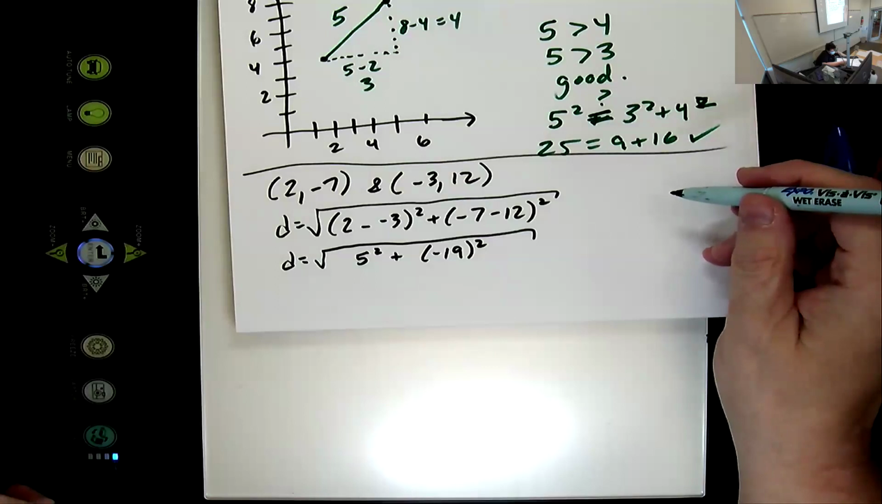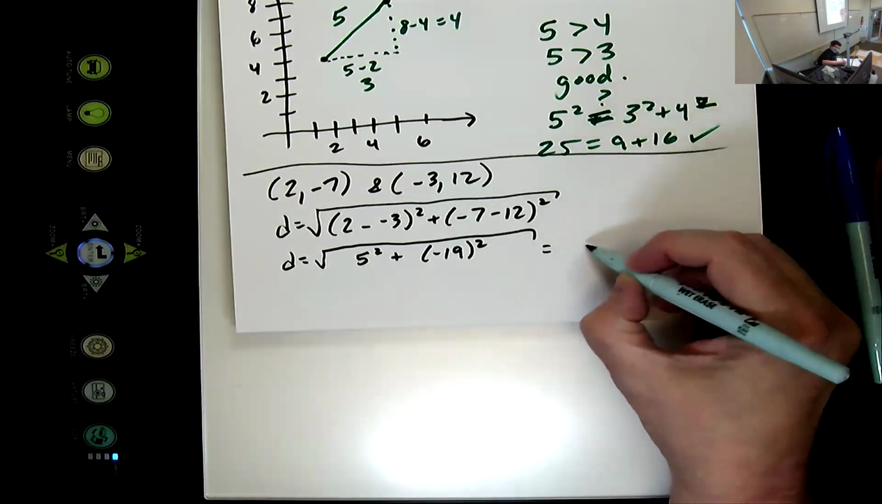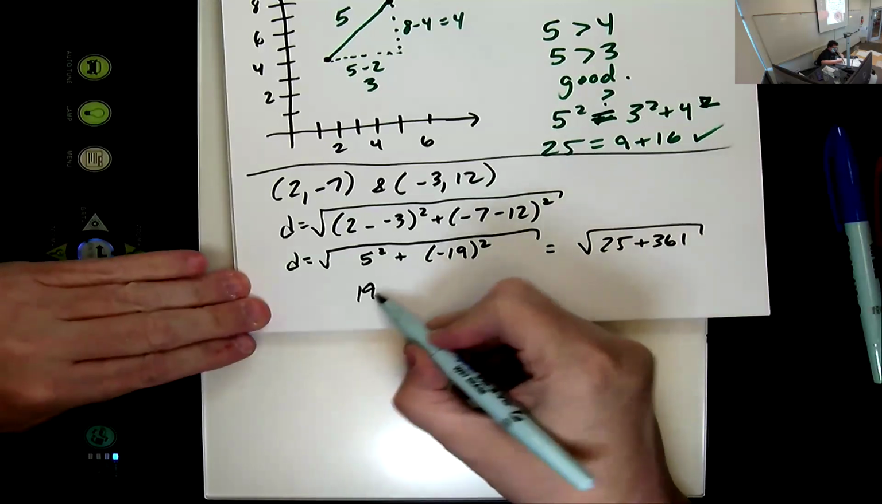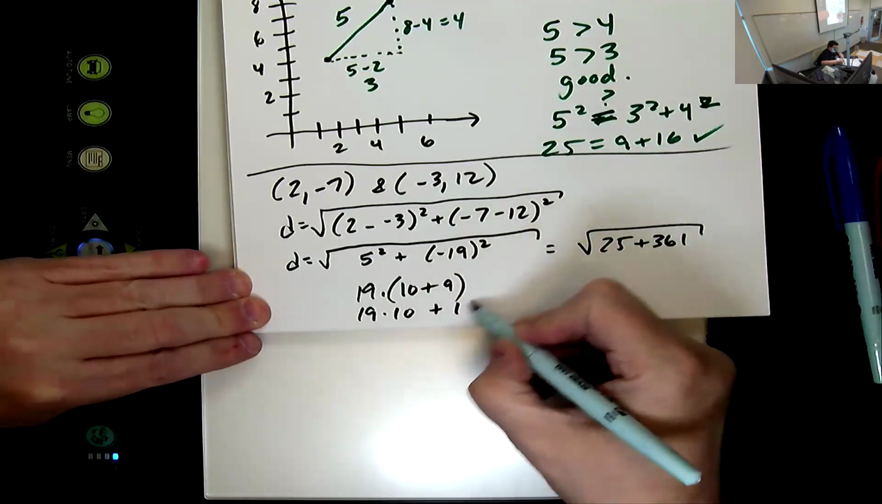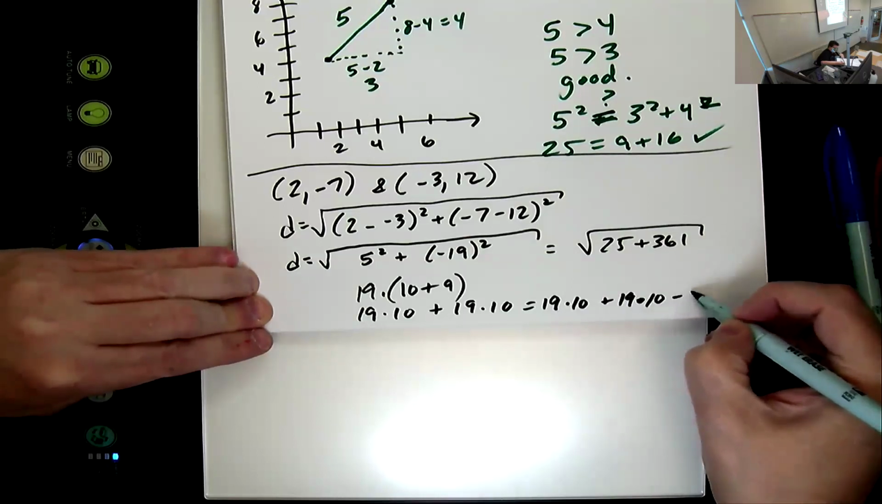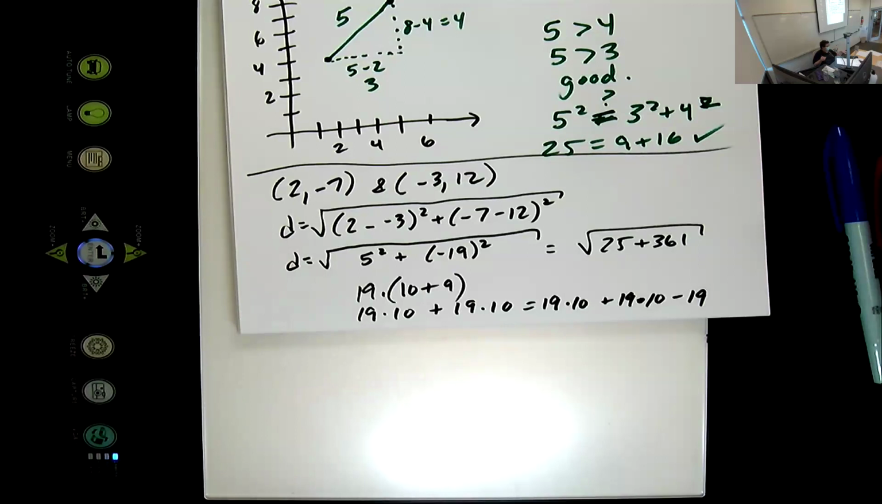See, 20 squared is 400, so 19 squared has to be below it. 190, and then 190 minus 19. So 361? 19 squared. What I did there is I did 19 times 10 plus 9. So 19 times 10 plus 19 times 9, and I said, well, this is like 19 times 10, which is easy, plus 19 times 10 minus 19. So 190 and 190 is 380, minus 19 is 361. That's how I did it in my head.